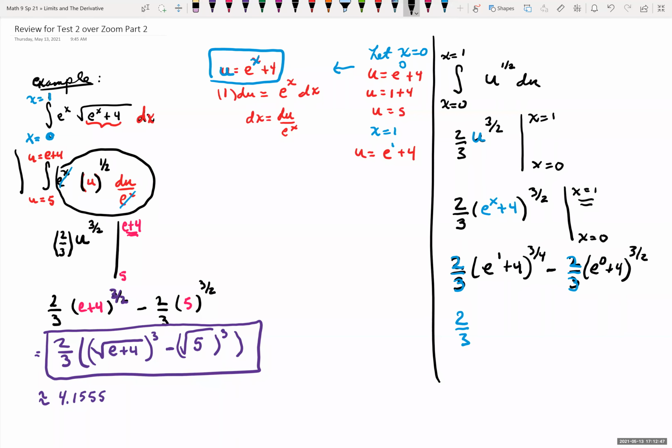If we factor that out, this is just going to be e to the 4th to the 3/4, oops, not 3/4. I don't know why I put a 4 there. 3/2 power. I know why, because I was going to add a 4. Square root, this is e plus 4 cubed. We pulled out the negative 2/3. E to the 0 power is 1, so here we really have 1 plus 4. So that's just 5. So minus 5, that's a square root cubed.